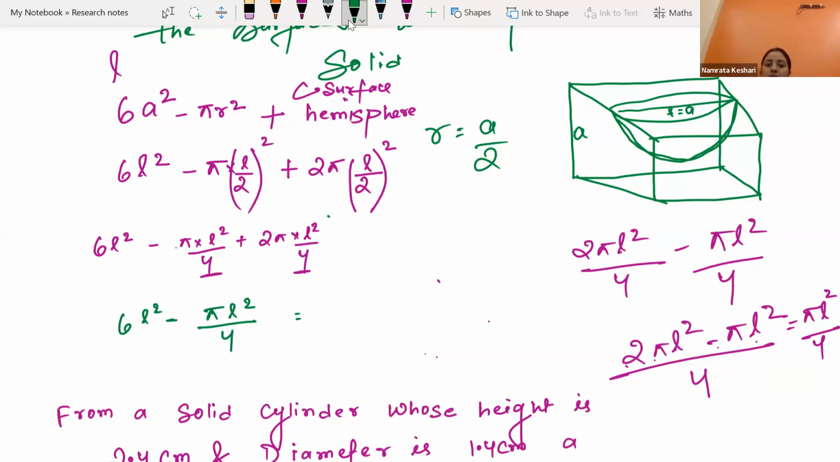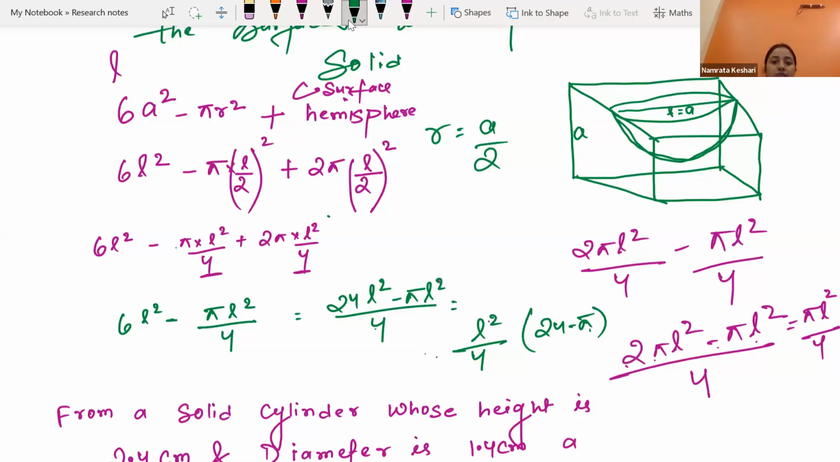Now we can take the LCM like this. We'll be having 6 4 times 24 L square minus pi L square. So basically in our answer L square is common, by 4 is common, and 24 minus pi is there. If we now take the pi value as 22 by 7, because pi is a number, 24 is a number.